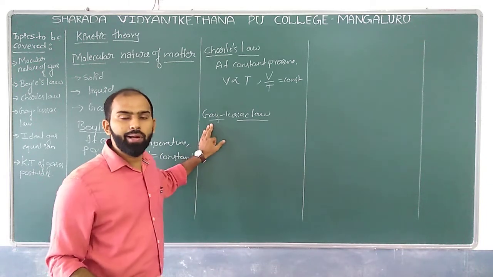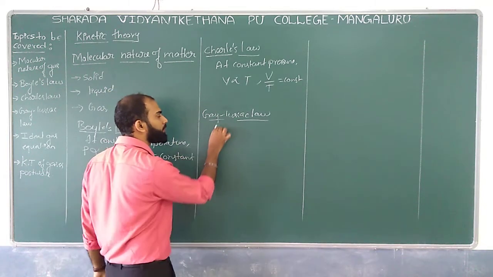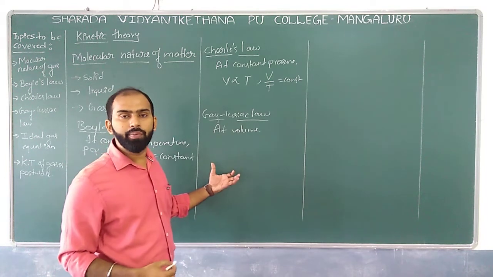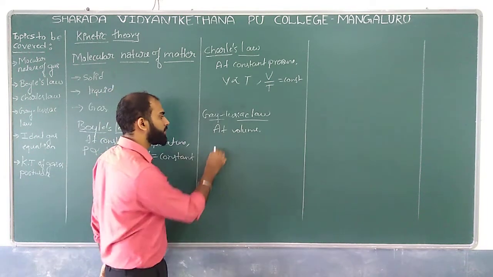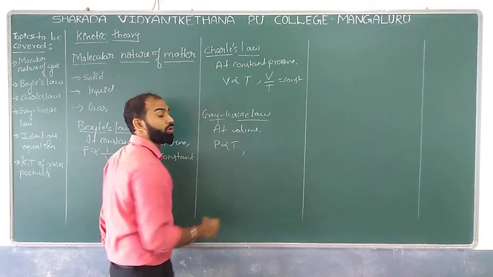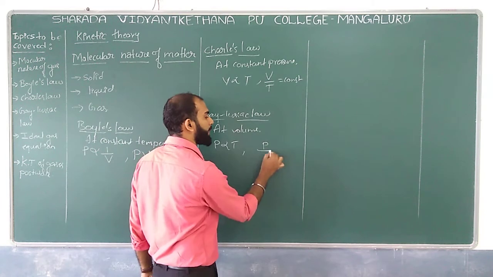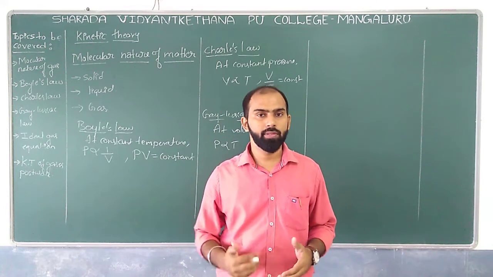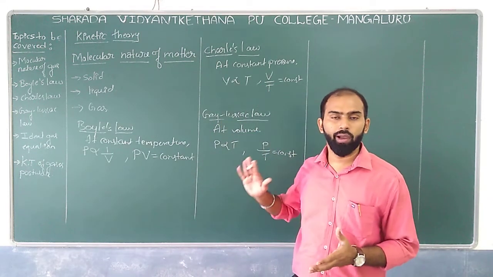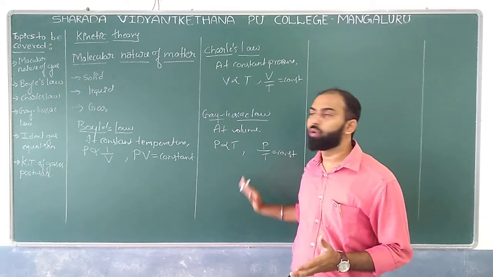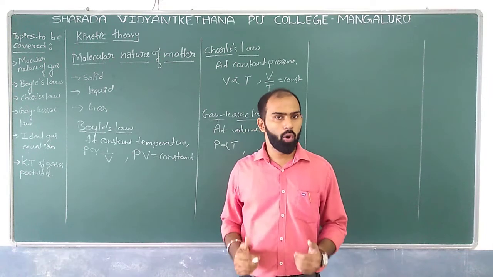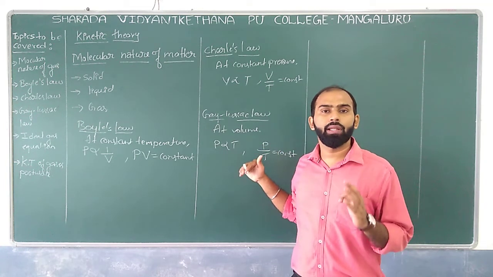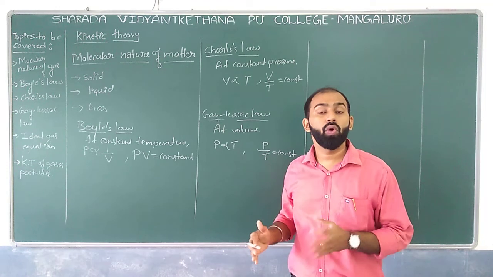According to Gay-Lussac law, at constant volume, pressure is directly proportional to temperature. So we can write P by T equal to constant. This is a basic concept explained by three different scientists, Boyle, Charles, and Gay-Lussac. And if a gas obeys Boyle's law, Charles' law, and Gay-Lussac law, then we can call it an ideal gas.